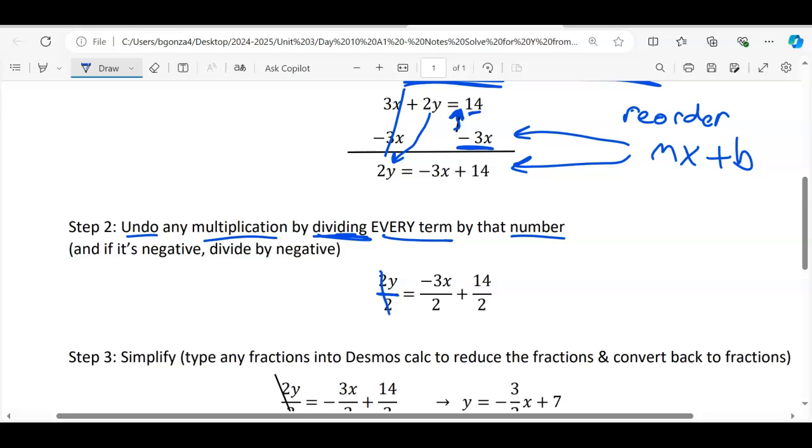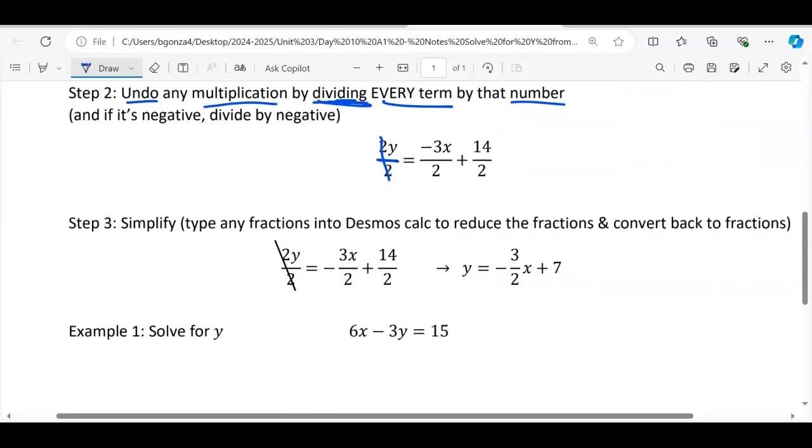The y equals stays there. Cool. Now here's the deal. This and this, you want to put it in Desmos to reduce the fraction. Does negative 3 divided by 2 reduce to a different fraction? If you typed it in, the answer would be no. It stays the same, right? So that's why it's negative 3 over 2 here.